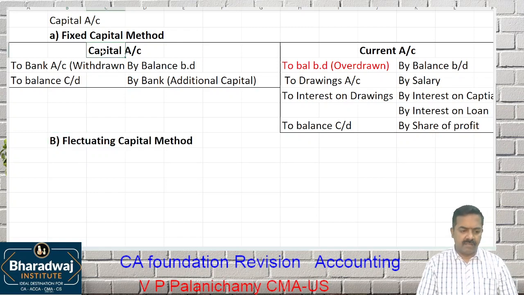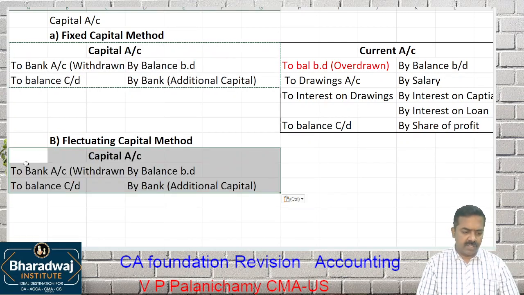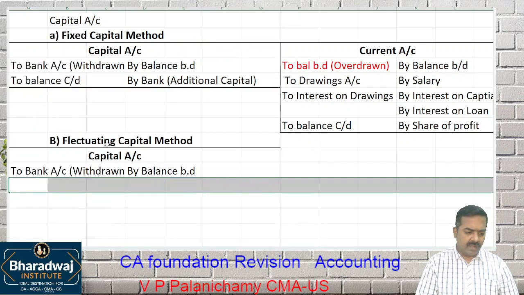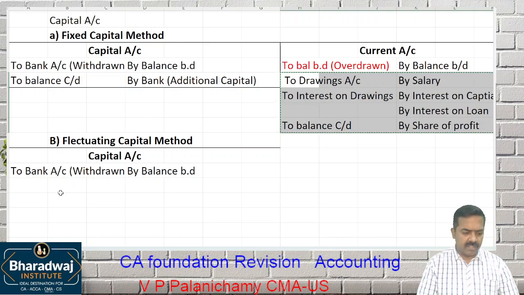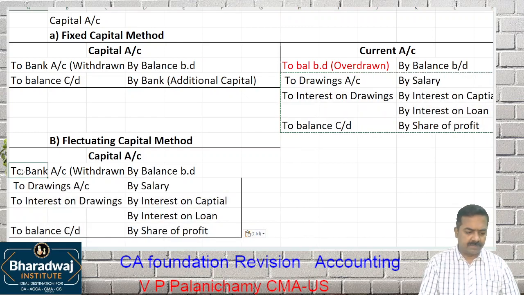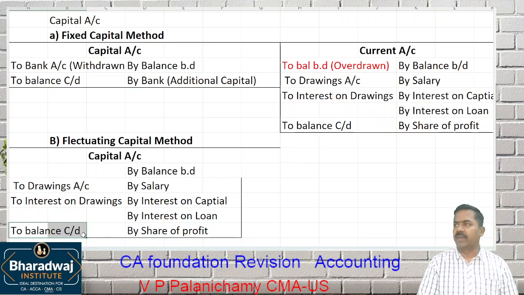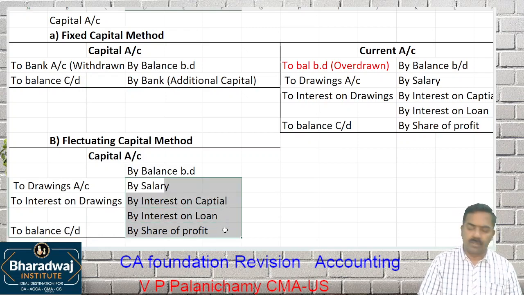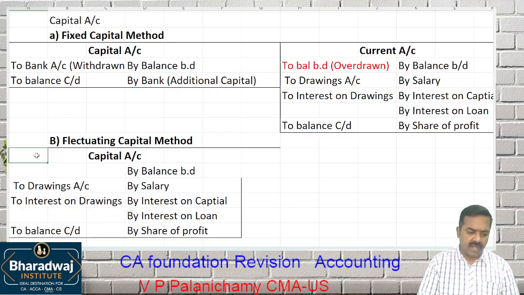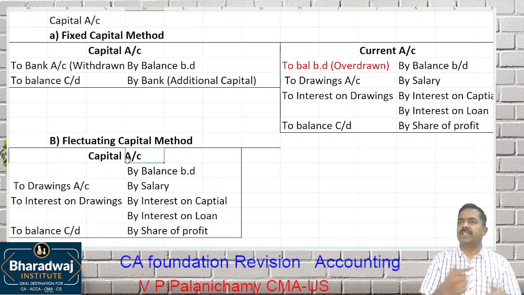Fluctuating capital method. We maintain just the capital account, where all the current account adjustments are incorporated. In the capital account itself, you will bring all the adjustments, record them and find out the closing balance. Let it be salary to partners, interest on capital, interest on loan, share of profit, drawings or interest on drawings. All will be merged in a single account called the capital account. This will keep on changing every year.